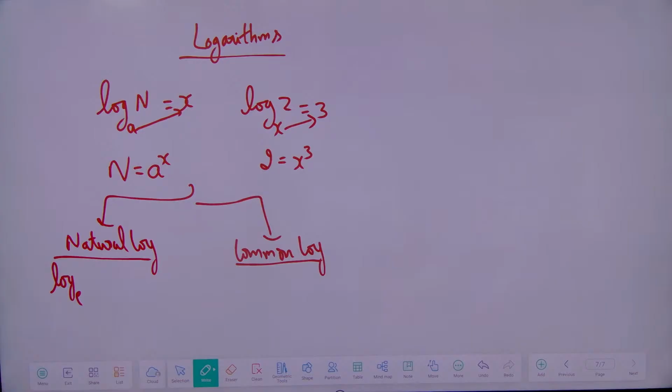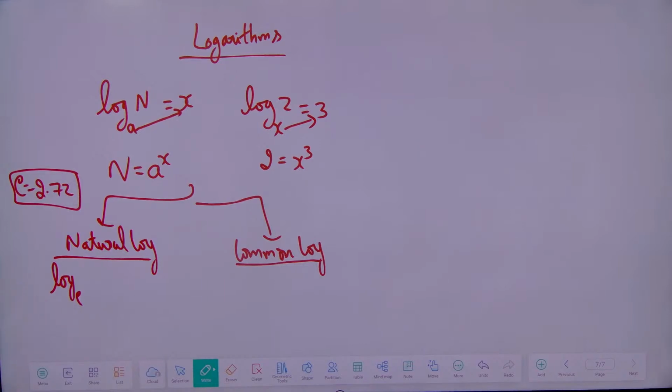What is this e? You know that in maths there are so many constants like pi. Pi you will write as 3.14 or 22 by 7. Like that, e is also some constant. The approximate value of e is 2.72. You have to know this value.